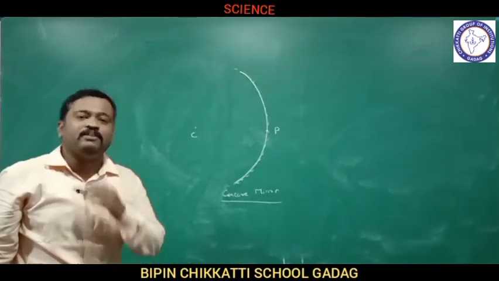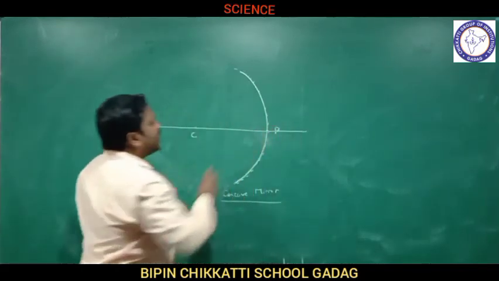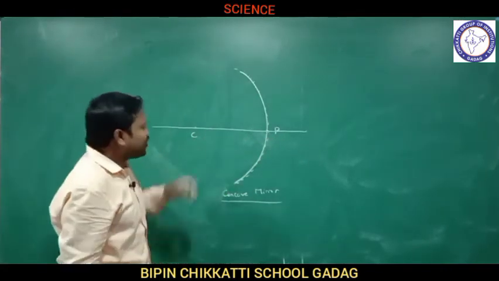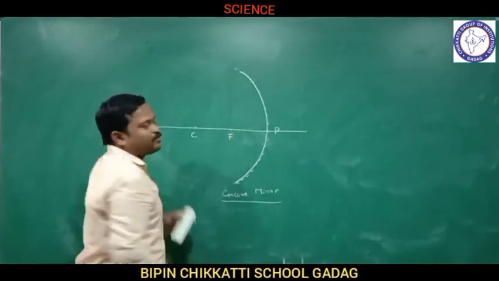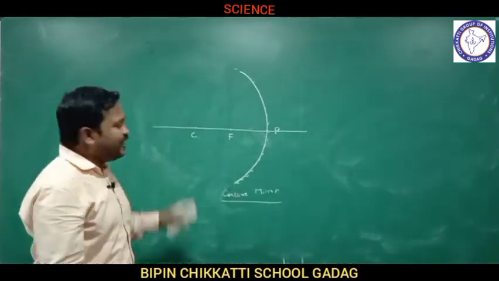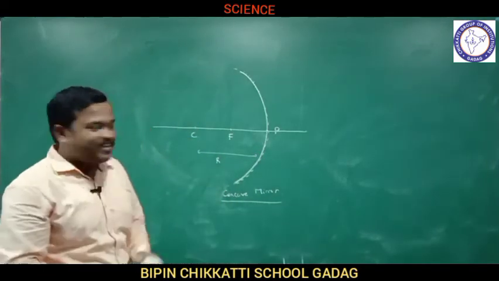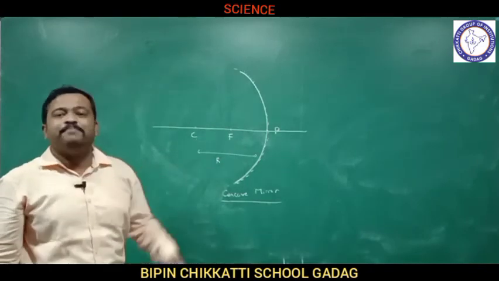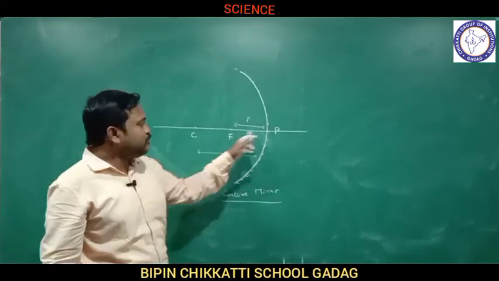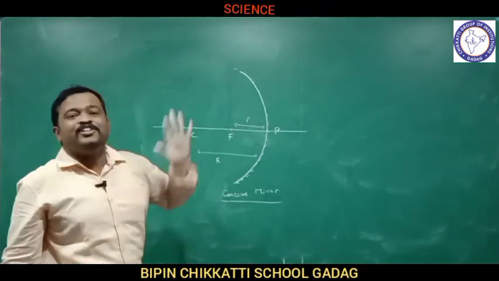Next, I want the principal focus. We have already studied that. What is this line called? The line which passes through the center of curvature and the pole is called the principal axis. Exactly at the midway is the principal focus, which is always at the midway between pole and center of curvature. This distance is called the radius of curvature, because it is the radius of the sphere of which the mirror is a part. This distance is called the focal length, the distance between principal focus and pole. R is double that of F, R is equal to 2F.